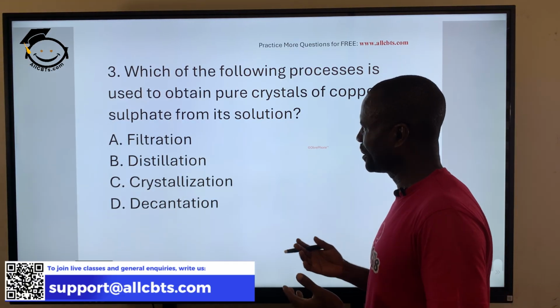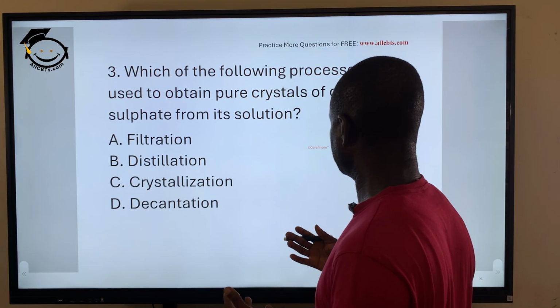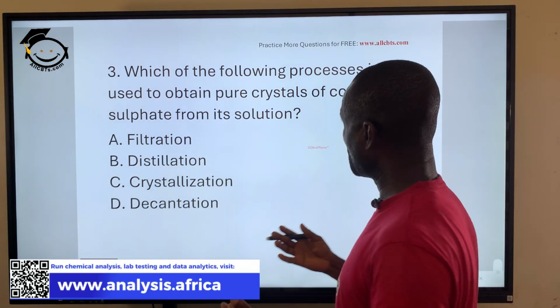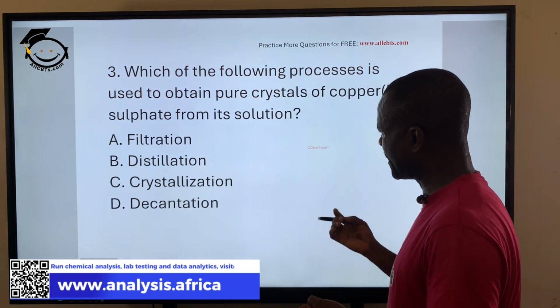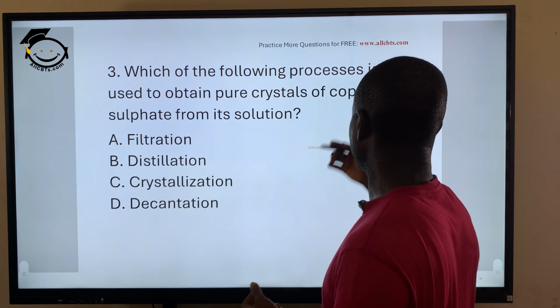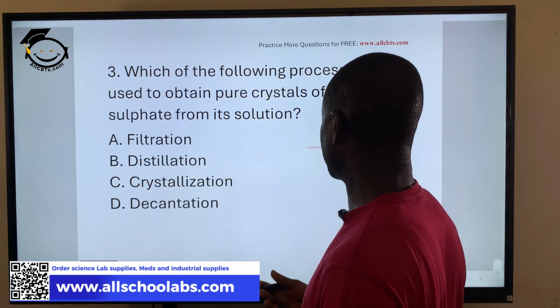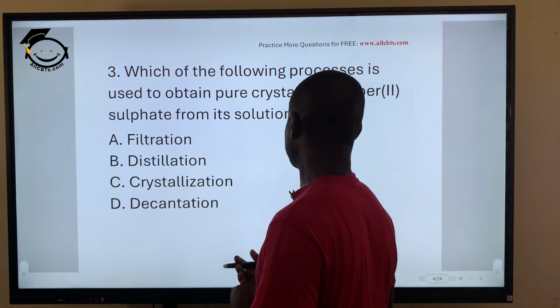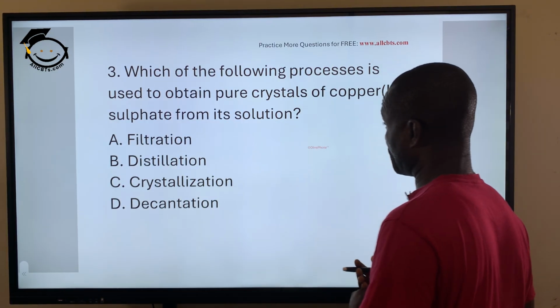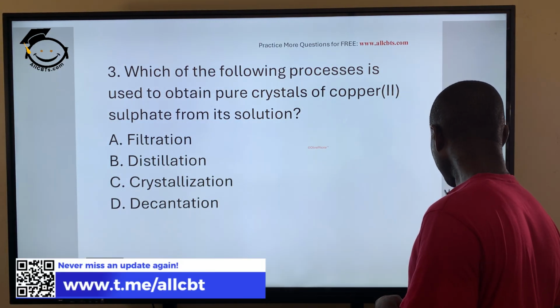Crystallization is simply a method of collecting crystals of a solid when the water is removed by slowly drying the substance. Because copper 2 sulfate can easily decompose when you subject it to heating. But through the method of crystallization, we can get pure crystals of copper 2 sulfate. Alright, let's move on.